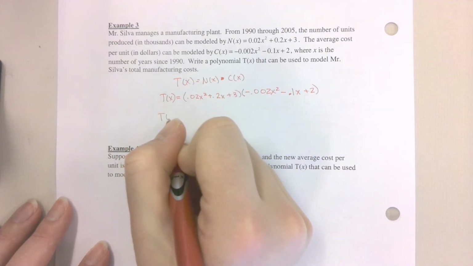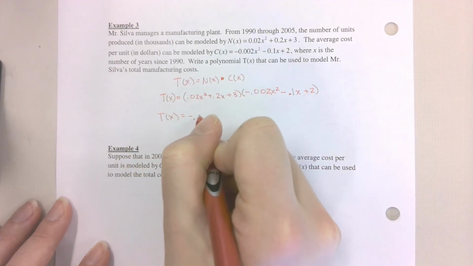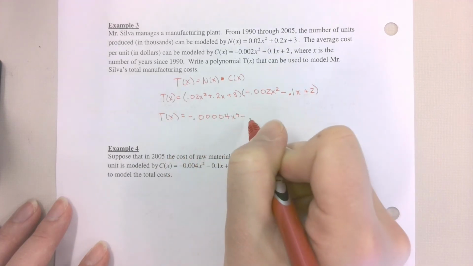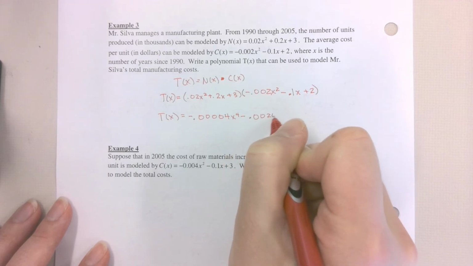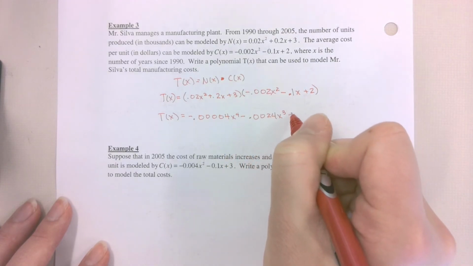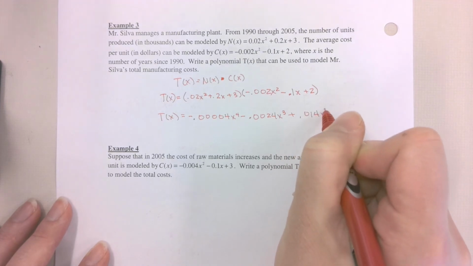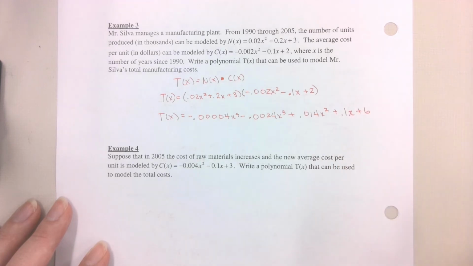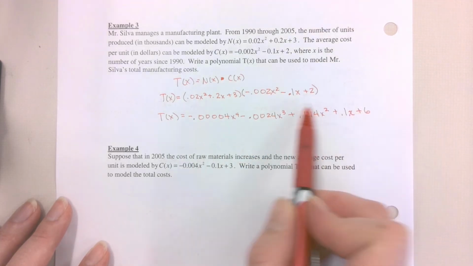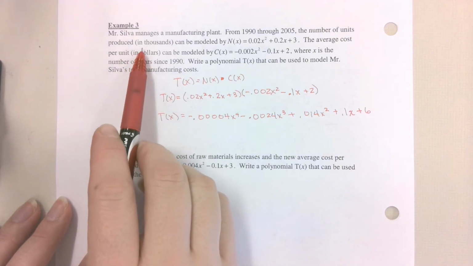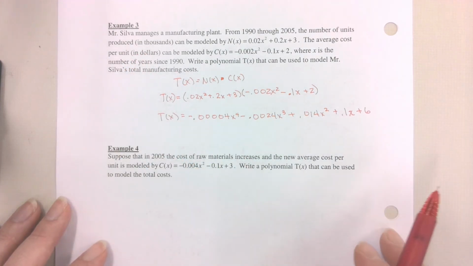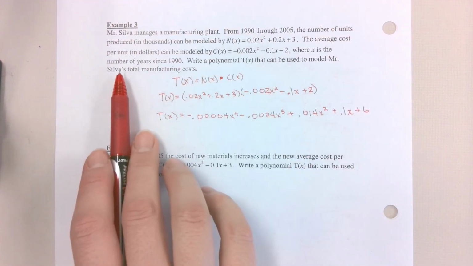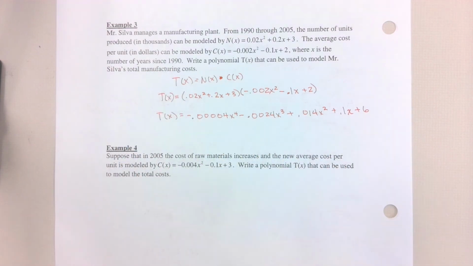The final answer, t of x, is negative 0.00004 x to the fourth minus 0.0024 x to the third plus 0.014 x squared plus 0.1 x plus 6. This would be the total money for the cost. And remember, this was produced in thousands. So we would have to find out what x is, how many years it's been, and then we would plug that in to find the total cost.